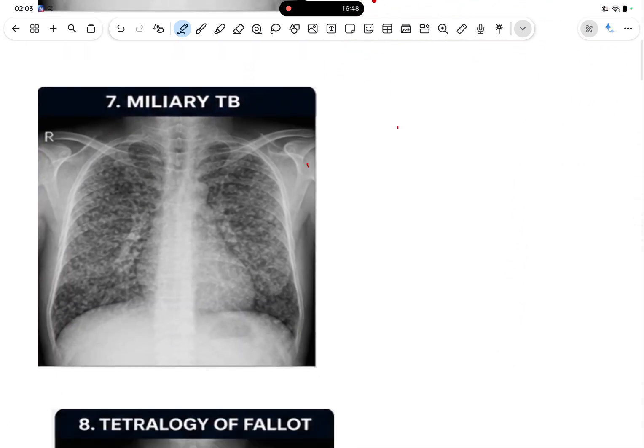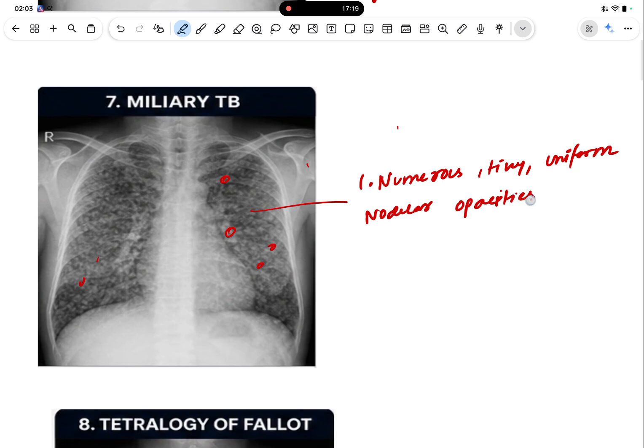Miliary TB. In this X-ray we can see that there are numerous tiny uniform nodular opacities, right? There are so many, numerous. So what we'll write is: numerous tiny uniform nodular opacities, 1 to 2 millimeter in length, scattered throughout both the lungs, right? So it is an example of miliary TB.